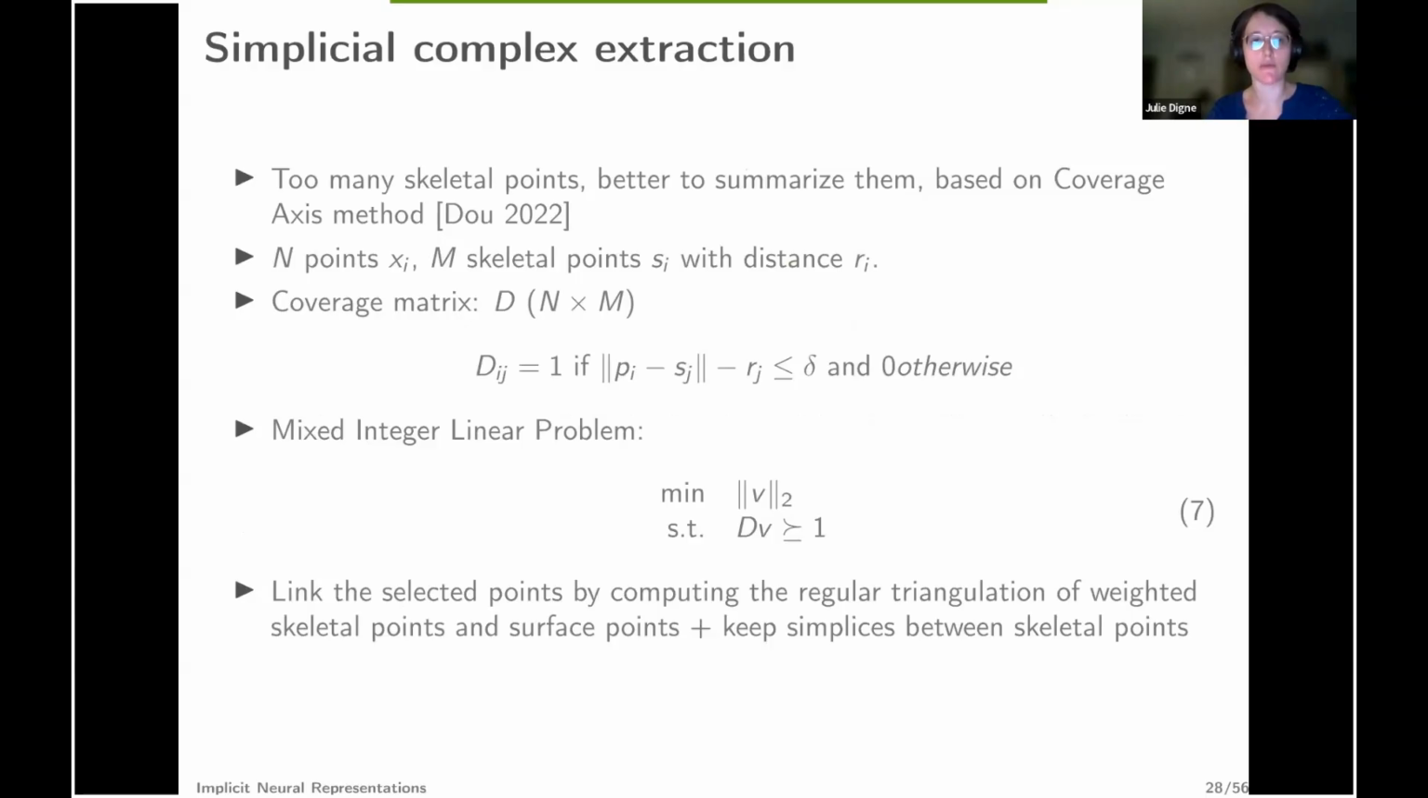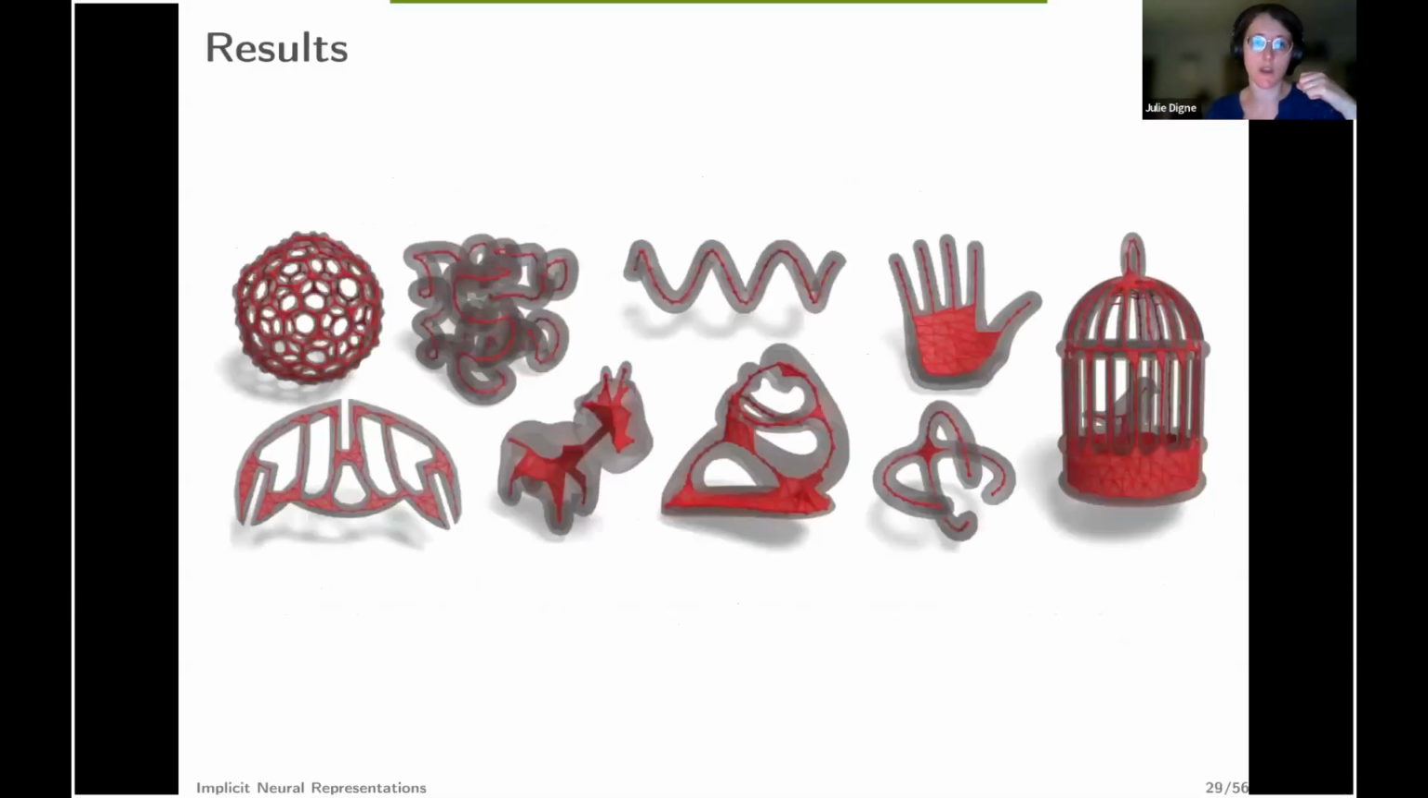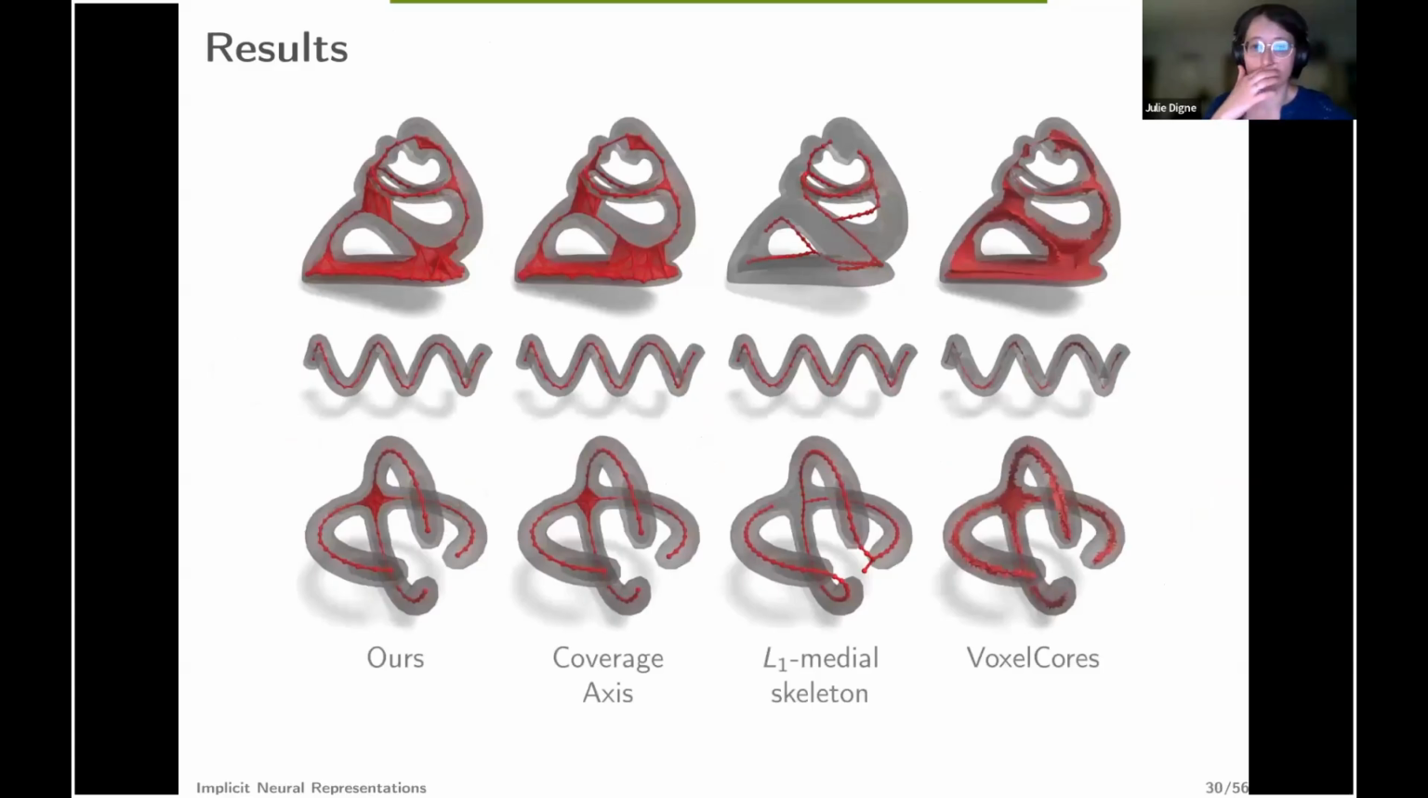which was introduced by Du in 2022, which is basically turning this problem into a coverage matrix problem, solving it with a mixed integer linear program, and finding thus a subset of points which best represents the surface. And the results are quite good looking. You can see it mixes both linear and surfacic skeletons.